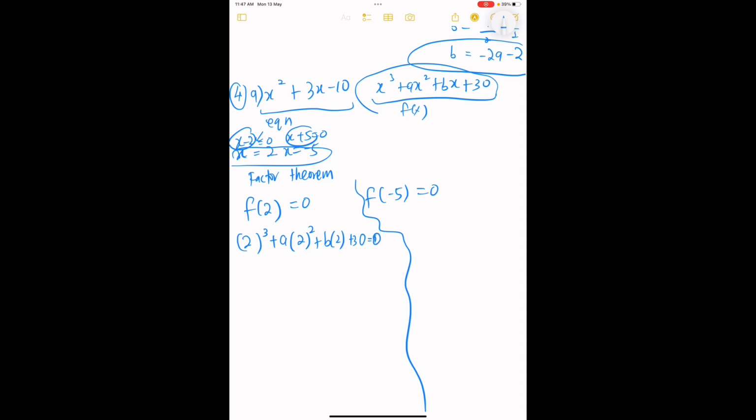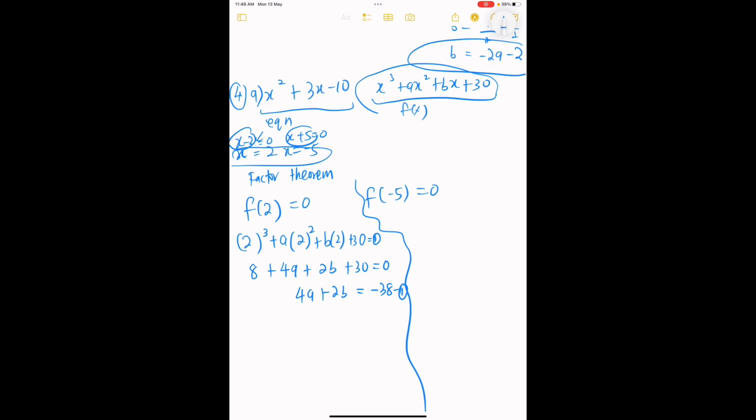Okay, so from here you will get a plus 4a plus 2b plus 30 equals 0. So you put a and b at the left side, other than the number all to the right side. So it gives you 4a plus 2b equal minus 38. This is the first equation.